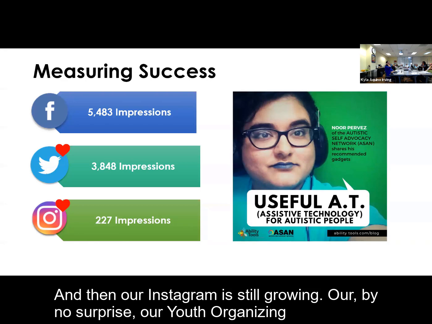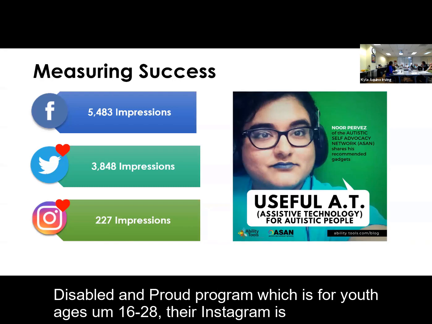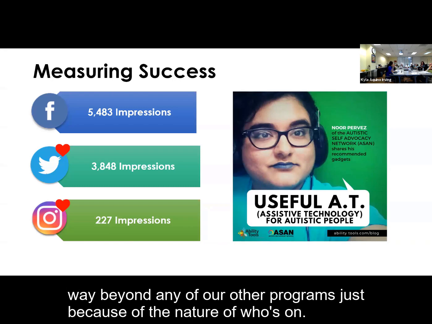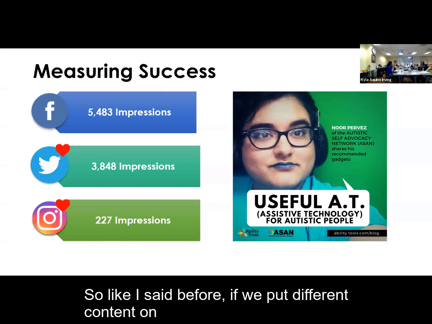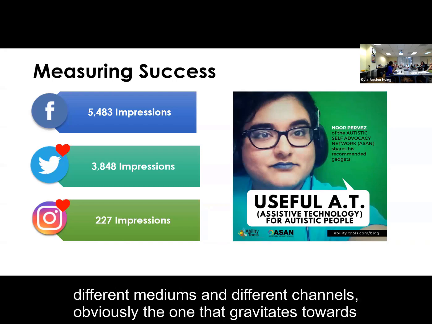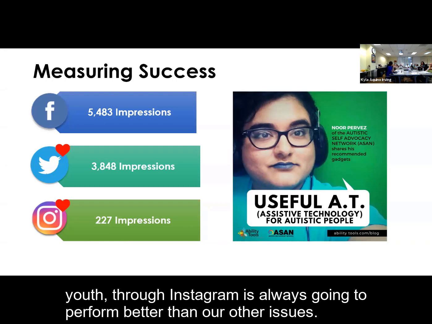And then our Instagram is still growing. By no surprise, our youth organizing Disabled and Proud program, which is for youth ages 16 to 28, their Instagram is way beyond any of our other programs, just because of the nature of who's on. So like I said before, if we put different content on different mediums and different channels, obviously the one that gravitates towards youth through Instagram is always going to perform better than our other issues.